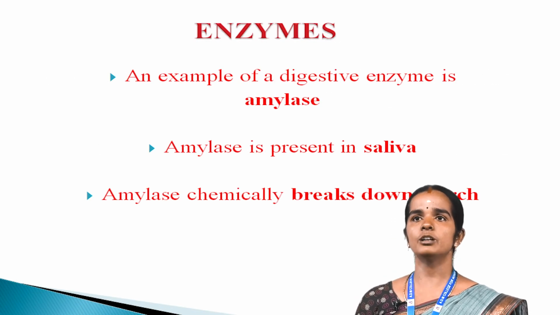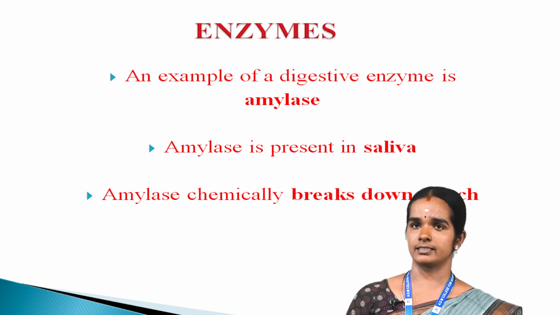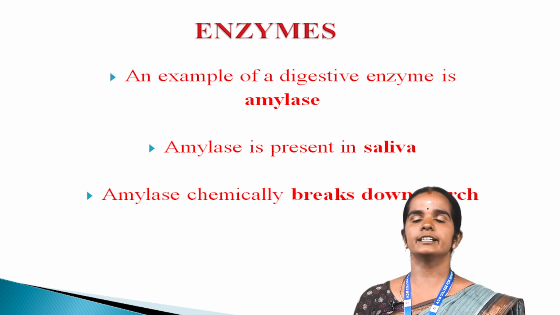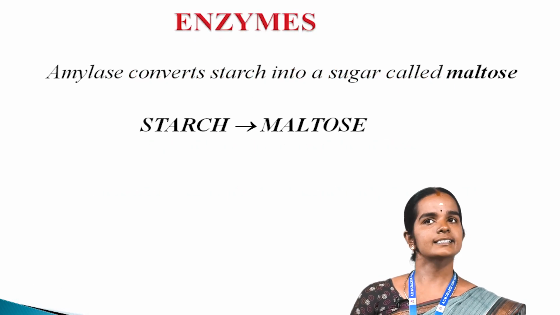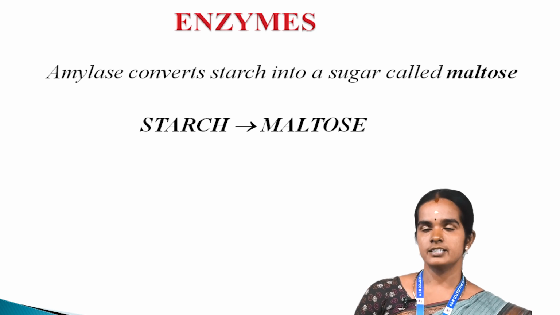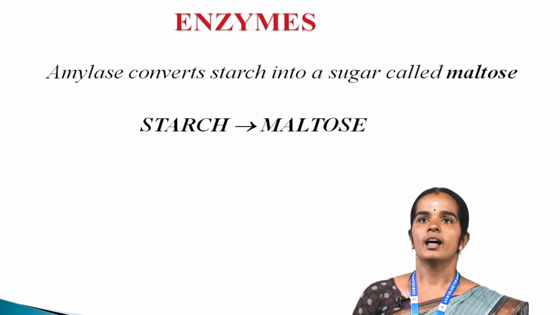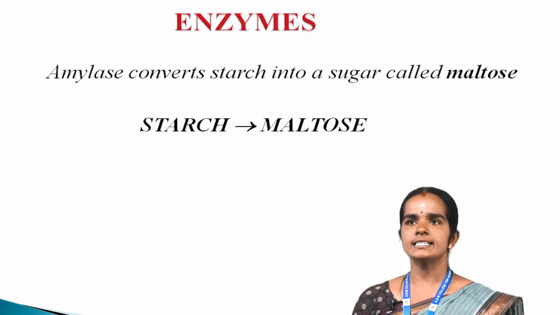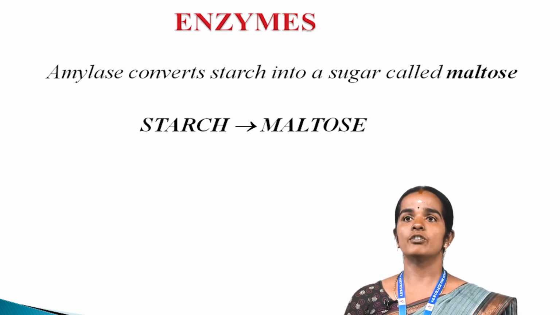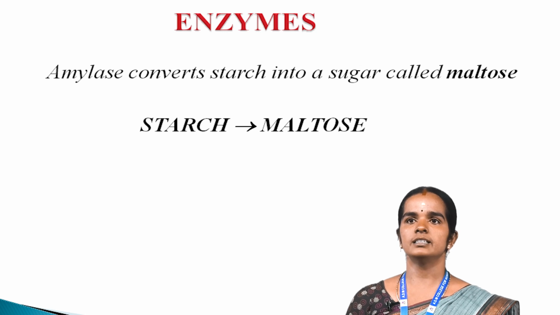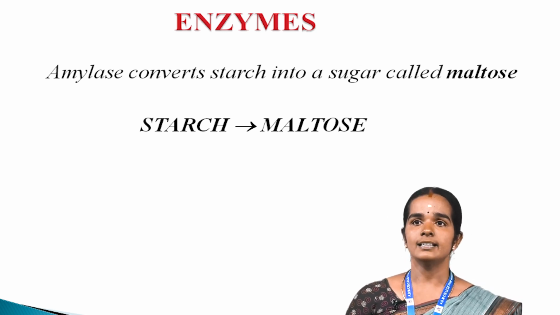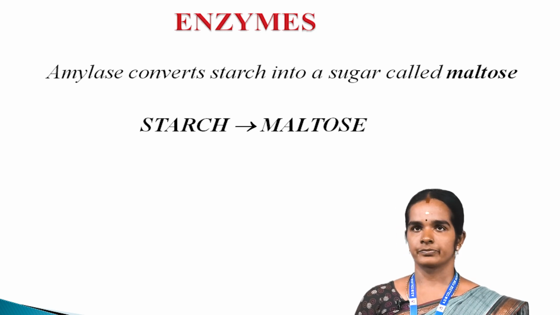An example of a digestive enzyme is amylase. Amylase is present in saliva. Amylase chemically breaks down starch. Amylase converts starch into a sugar called maltose. The substance that an enzyme works on is known as the substrate. The substance formed by the enzyme is known as the product. Therefore, starch is the substrate for amylase and maltose is the product.